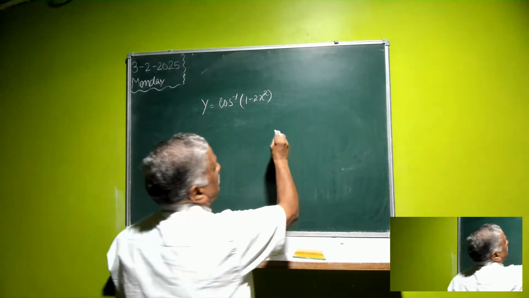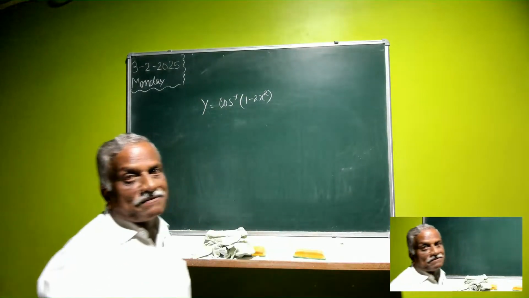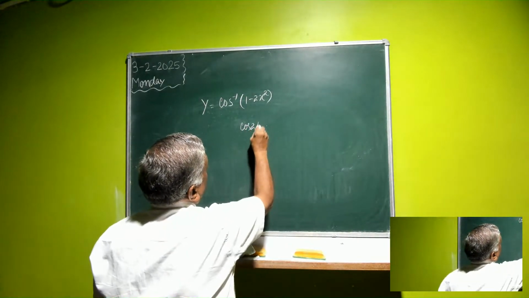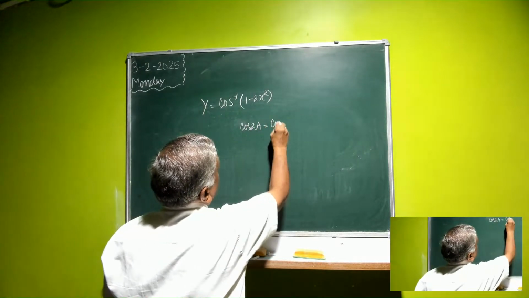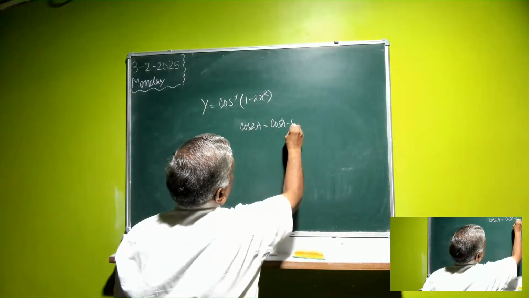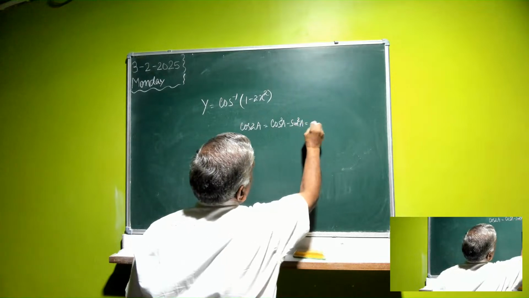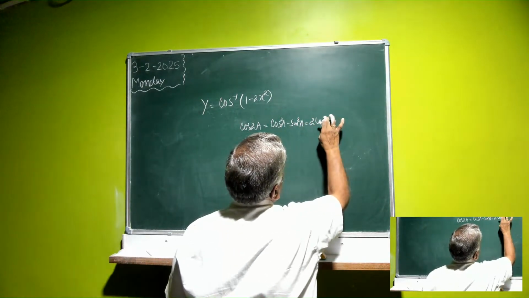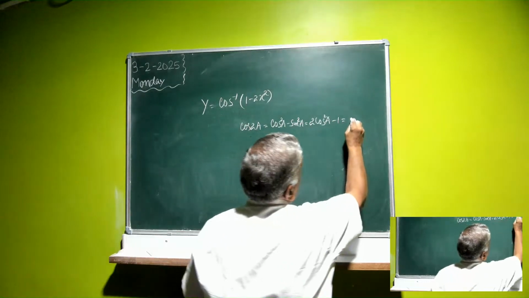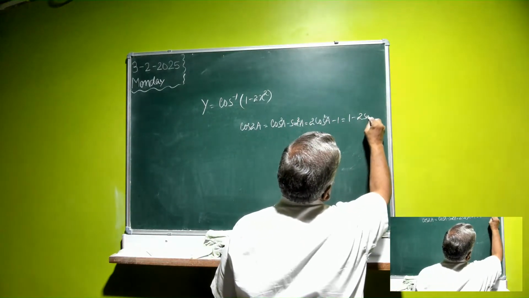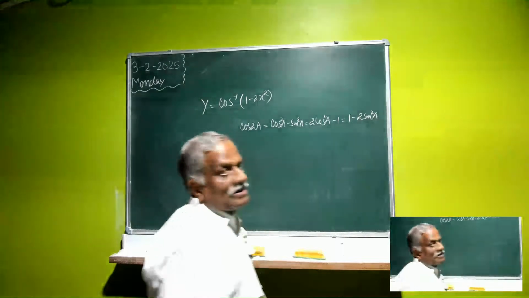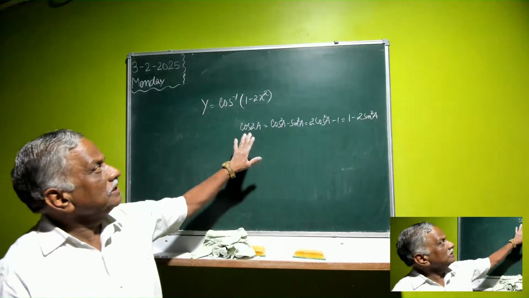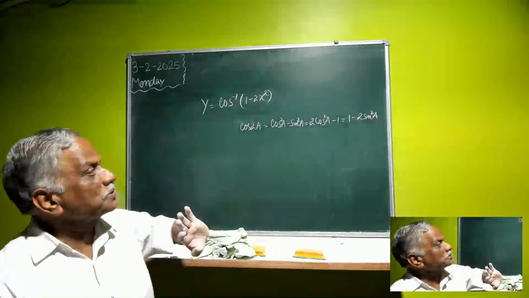See here, what formula is required, only that I am writing. There is a formula. Cos 2a is cos square a minus sin square a, or 2 cos square a minus 1, or 1 minus 2 sin square a. Very big formula. Here we have to decide which formula I have to use.